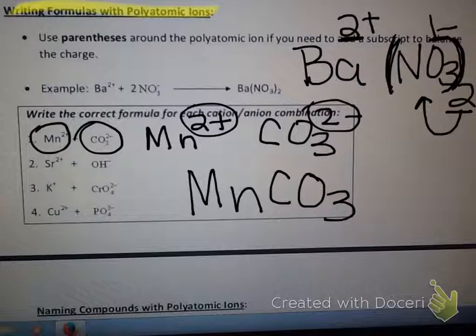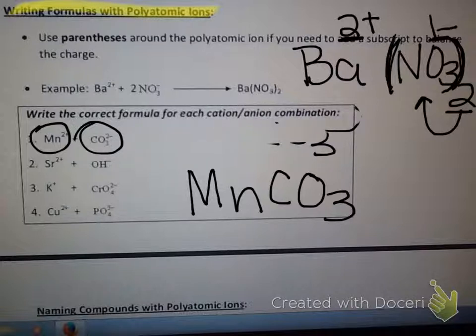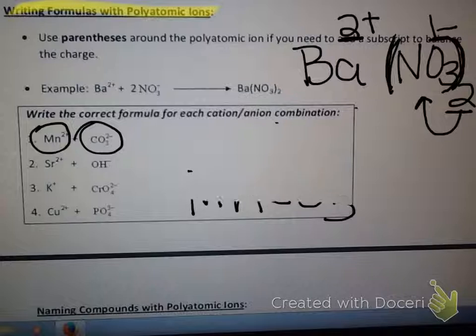Notice I did not use parentheses around the carbonate. If you wrote parentheses around carbonate, that would be incorrect. The only time you need parentheses around a polyatomic is if you have multiple ions of the polyatomic present in order to balance the compound. Alright, let's look at the next one.